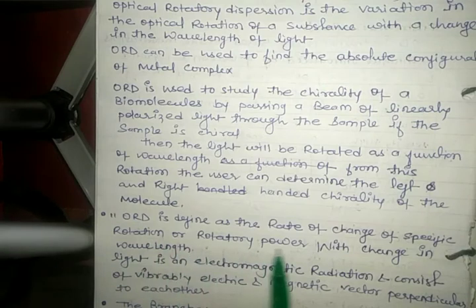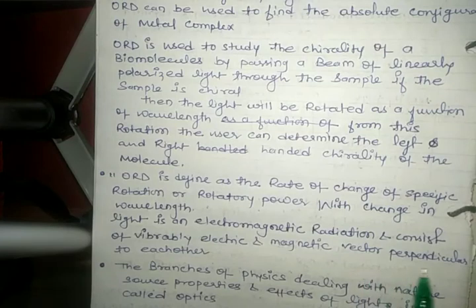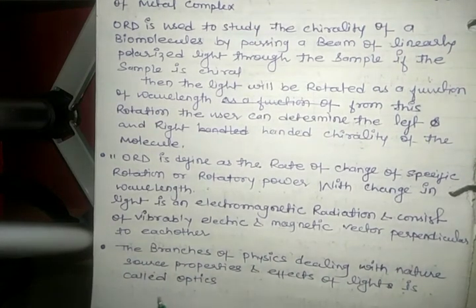ORD is defined as the rate of change of specific rotation or rotatory power with change in wavelength. Light is an electromagnetic radiation and consists of electric and magnetic vectors perpendicular to each other. Another point is the branch of physics dealing with the nature, sources, properties and effects of light is called optics.